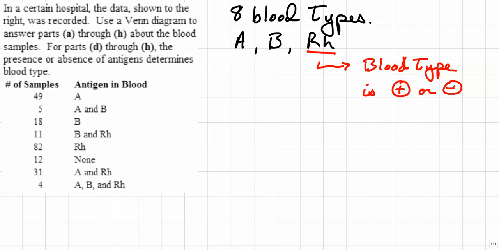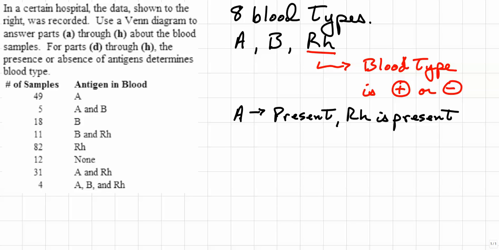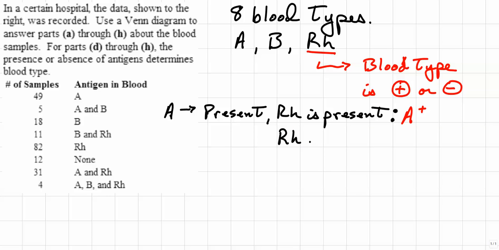So, using this information, we're going to label and discuss how many blood types there are. We will have A, and if RH is present, so that means that A is present, and RH is present, and that will give us a blood type that is A positive. If RH is negative, and I should say if RH is not present, that will give us A negative blood.